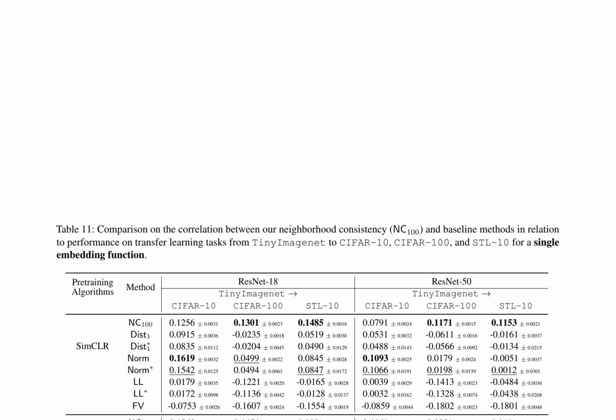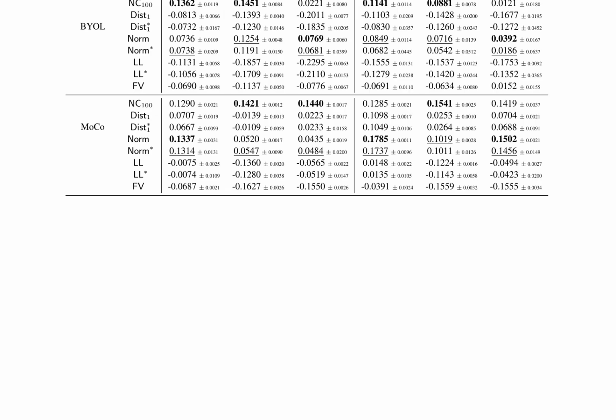For instance, in the case of SimCLR, NC100 shows a positive correlation with all three transfer learning tasks, ranging from 0.1256 ± 0.0031 for CIFAR10 to 0.1485 ± 0.0016 for STL10. Similarly, BYOL and MoCo also exhibit positive correlations, albeit with varying degrees of significance.